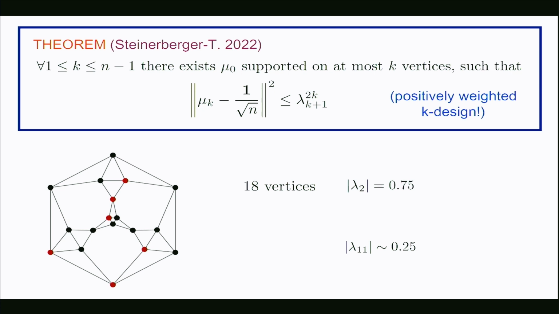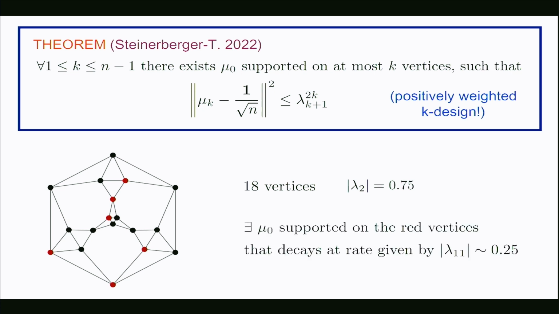But it turns out, because designs can have smaller size than the expected size, you can just start on these few vertices. I think here there's just these red vertices, 1, 2, 3, 4, 5, 6 of them. So if you start on these 6 red vertices, then you'll get a random walk that decays at rate given by 0.25. Okay? So it extends that theorem to all eigenvalues.